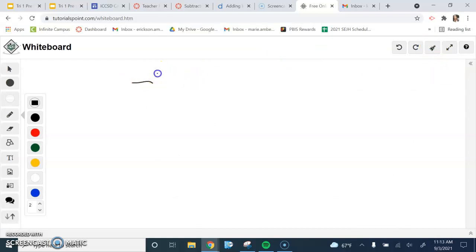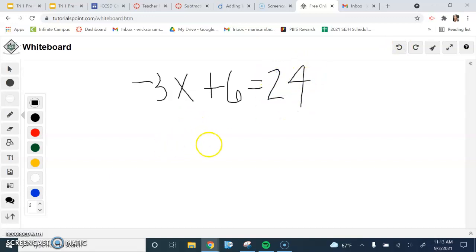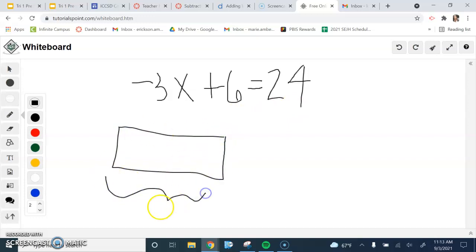Let's say we have negative 3x plus 6 equals 18. Not 18. Let's go with 24. All right, so we can start with a box and know that it's worth 24.